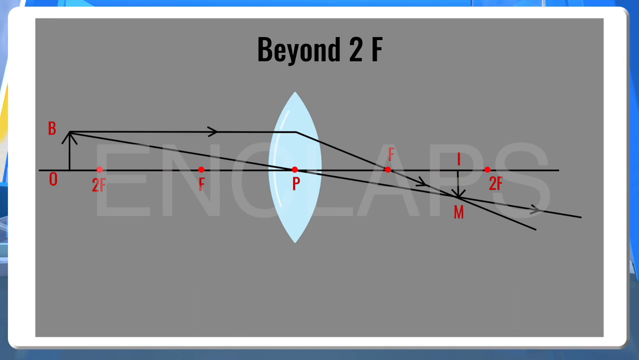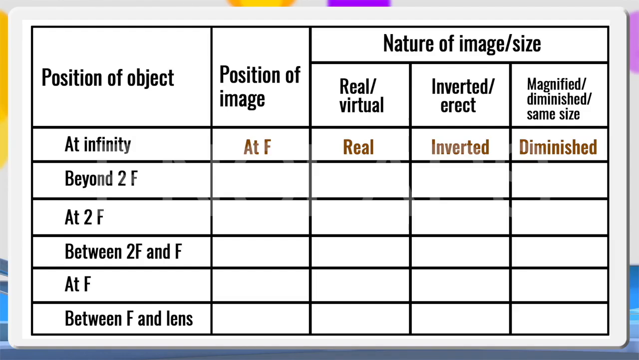Here, I is the image position and IM is the image height. From the ray diagram, it is clear that the image is formed between F and 2F. It is a real image, and since it is formed below the principal axis, the image is an inverted one. OB is greater than IM, so the image formed here is diminished. If the object is placed beyond 2F, the image will be formed between F and 2F and the image will be a real, inverted and diminished one.